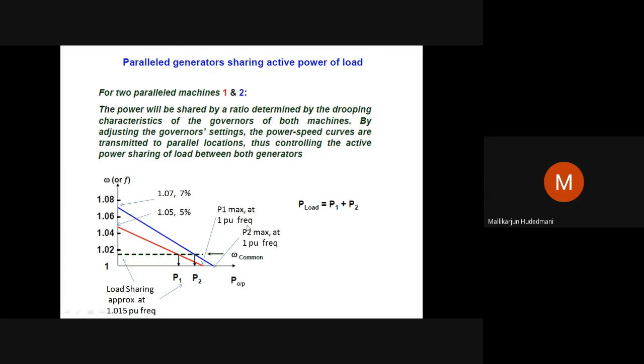So first understand the dimension of this representation. The red line you observe is machine number 1. Machine number 1 has its point on the y-axis somewhere at 1.05.